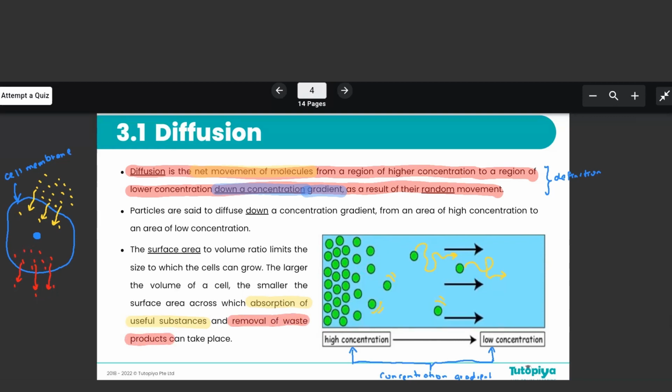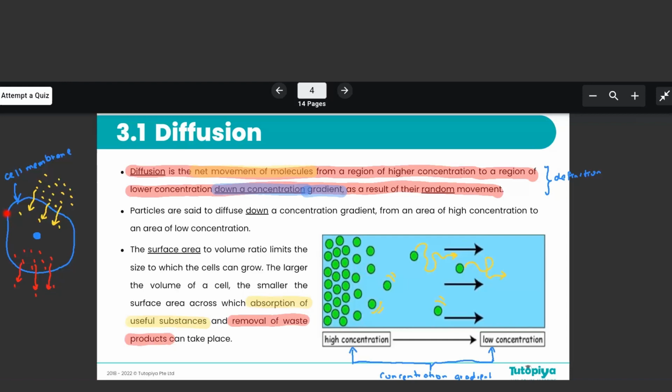So that's how diffusion is applicable in a living organism. Some substances move into the cells and some substances move out of the cells by diffusion through the cell membrane. So this cell membrane is a thin membrane. It's a partially permeable membrane that allows the diffusion of small molecules. All right, so that's what diffusion is all about.